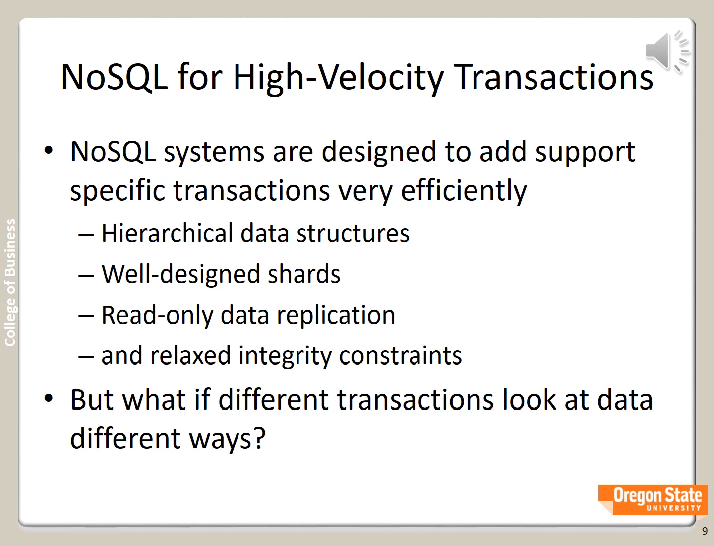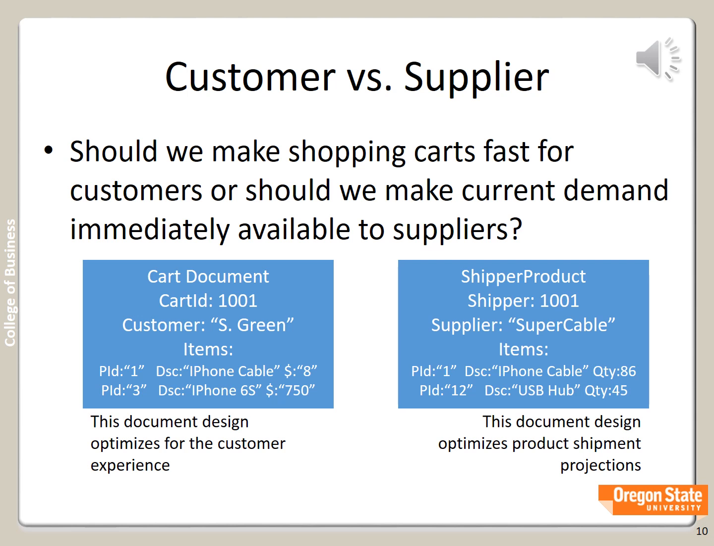But what if different transactions look at data differently? Previous material discussed the benefits of putting all the information for an online shopping cart into a single document. No joins and highly parallel processing means faster response for customers.